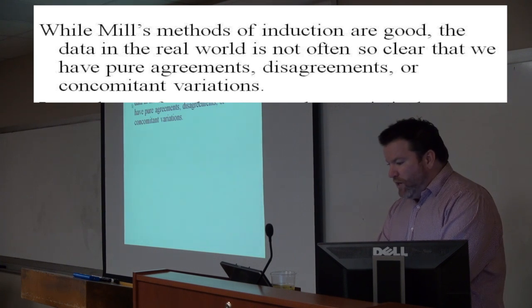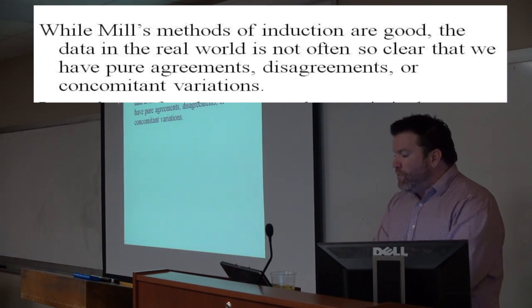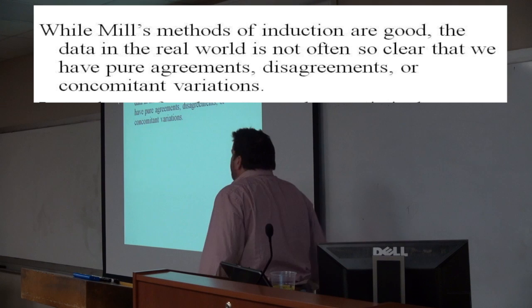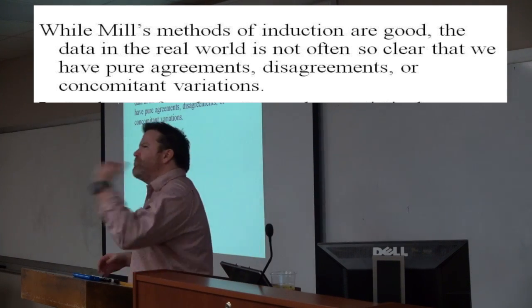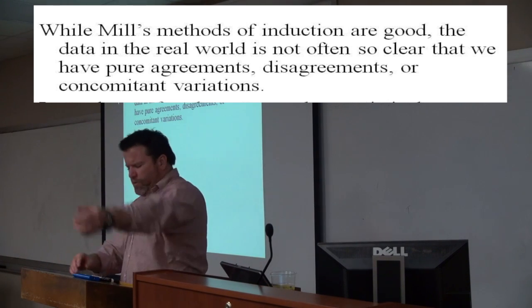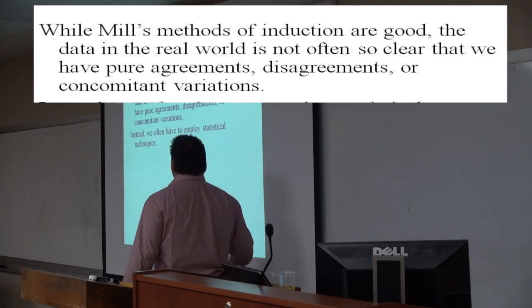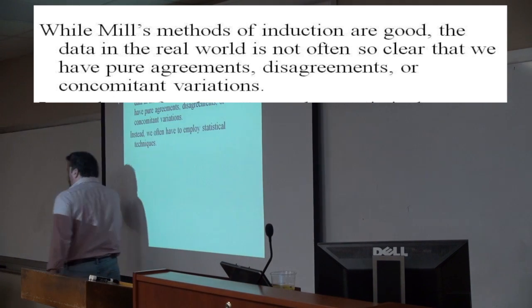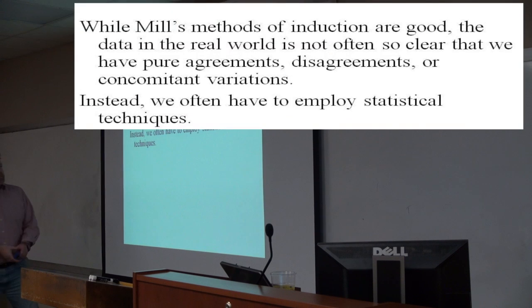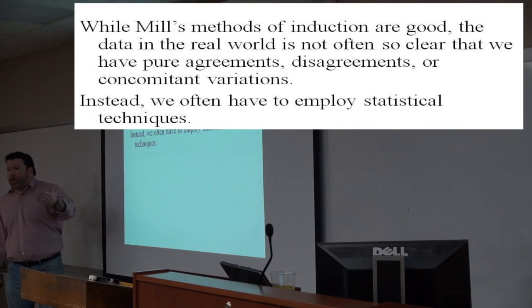Mill's methods are good. Data in the real world and experimental data are going to be the same thing, and are often not so clear. We often don't have pure agreement, pure disagreement, pure concomitant variation. We have to look for these things. We have to employ statistical techniques to make this work.